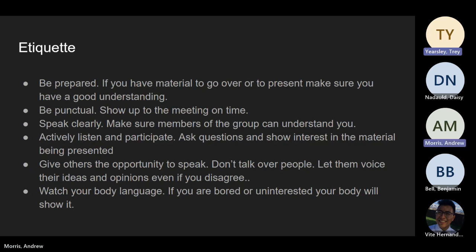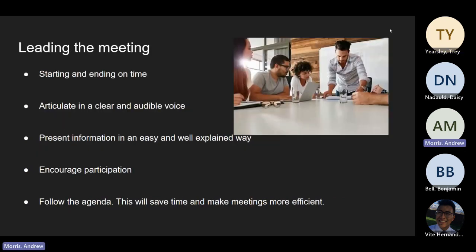Give others the opportunity to speak. Don't talk over other people. Let them voice their ideas and opinions, even if you disagree. Watch your body language. If you're bored or uninterested, your body will show it. There are plenty of important things involving social cues when it comes to leading the meeting.